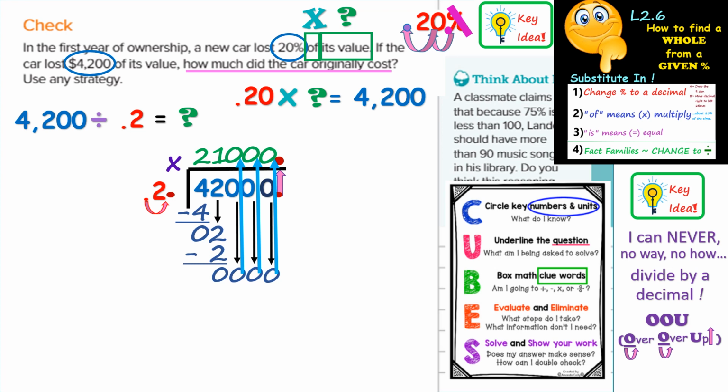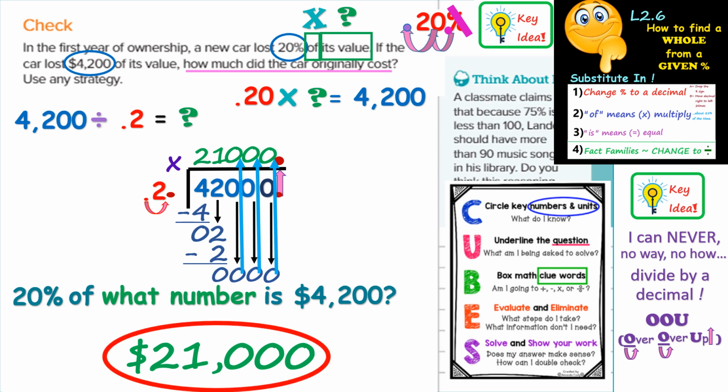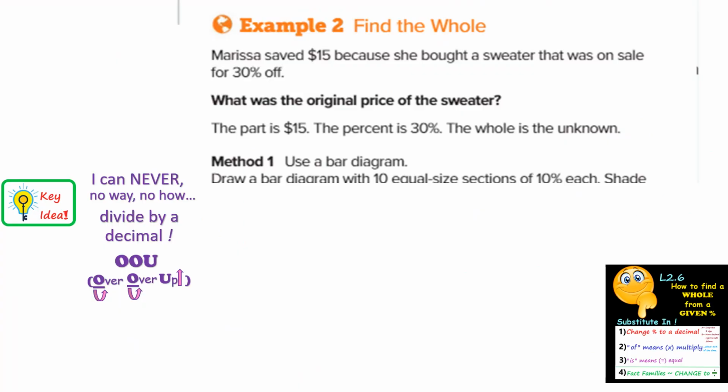So what I'm seeing is that my final answer, when I am asking what 20% of what number is $4,200, then I know that 20% of $21,000 is $4,200. $21,000 what? Dollars, right? Are we getting it? So I want to work through one more with you before I ask you to do one on your own.